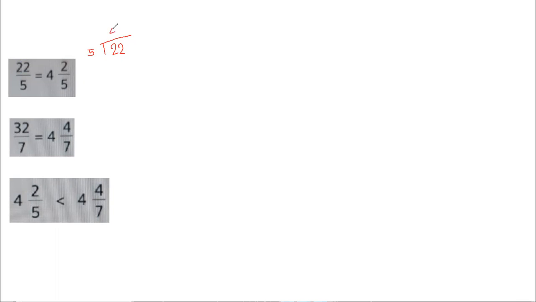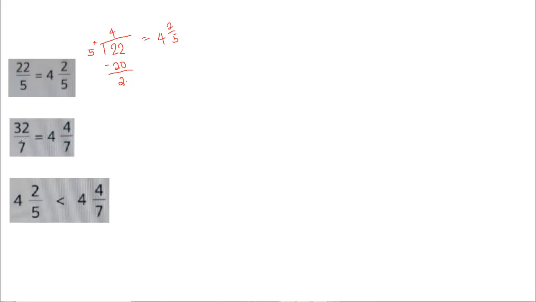Now you ask yourself, how many 5s are in 20? Well, there are 4. So you do 4 times 5, you have 20. Then you subtract that, and the remainder is 2. This 2 means you don't have enough to make a 5, so it becomes part of a 5. So now this becomes 4, the whole number, plus the remainder 2 over 5. That's how they have the 4 and 2/5.